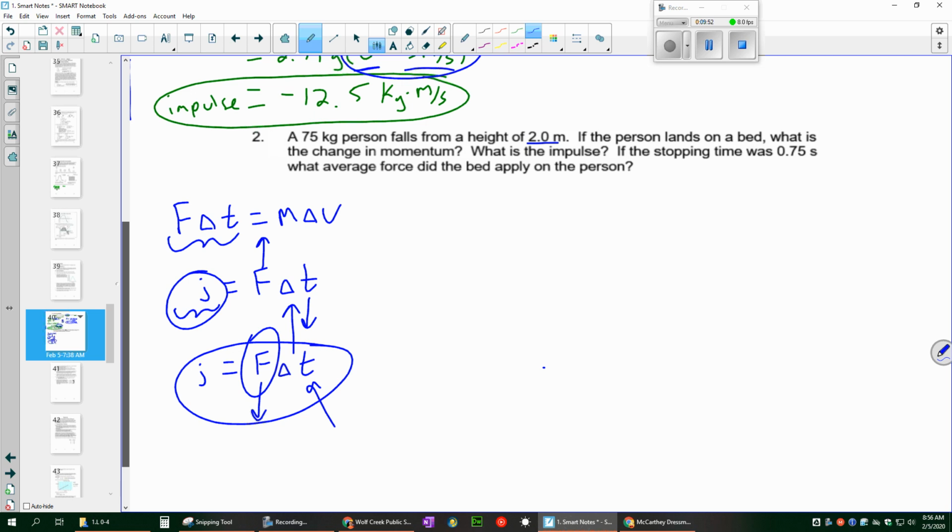So in this course, there are a lot of theory type questions where they talk about this in general. So how do you save someone's life? Well, it's always about increasing the amount of time so you can decrease the force.